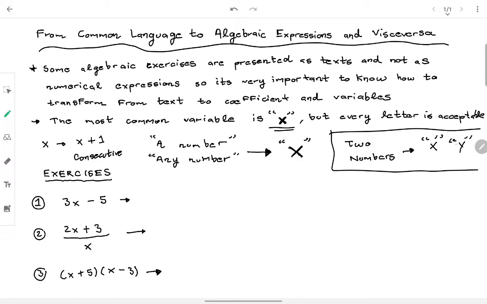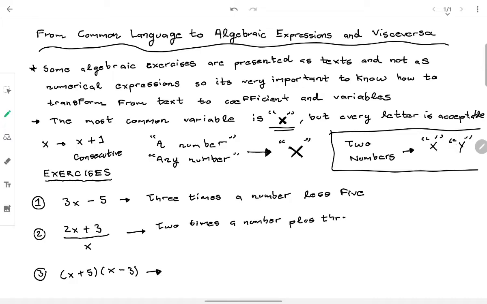Now we will see backwards how to transform from algebraic expressions to common language. Let's see. On the first example, we have 3x minus 5. We can represent it as 3 times a number less 5 or minus 5. It's the same. In the next one, we will have 2 times a number plus 3 over the same number.